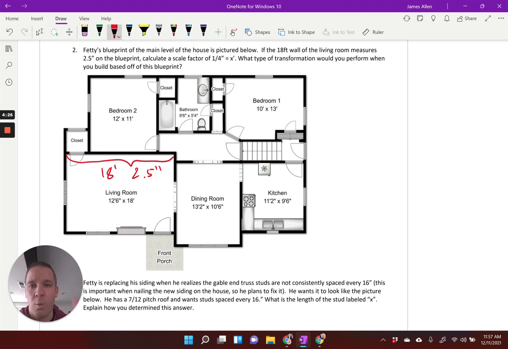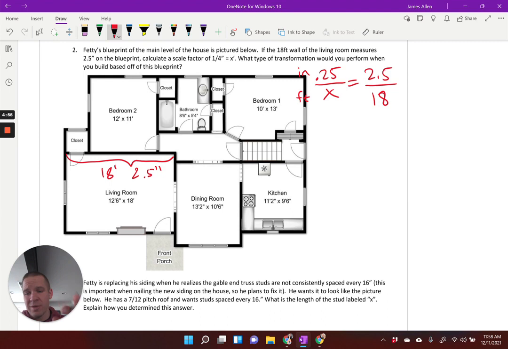Calculate a scale factor of 1/4 inch equals x feet. Okay, so now I'm going back the other way. And then what type of transformation would you perform when you build off of this blueprint? So a second thing. If I do 1/4 inch, which we already know is 0.25, is x feet. So we have inches and feet, right? Equals, and I know that the inches are 2.5 and the feet we have here is 18 feet.